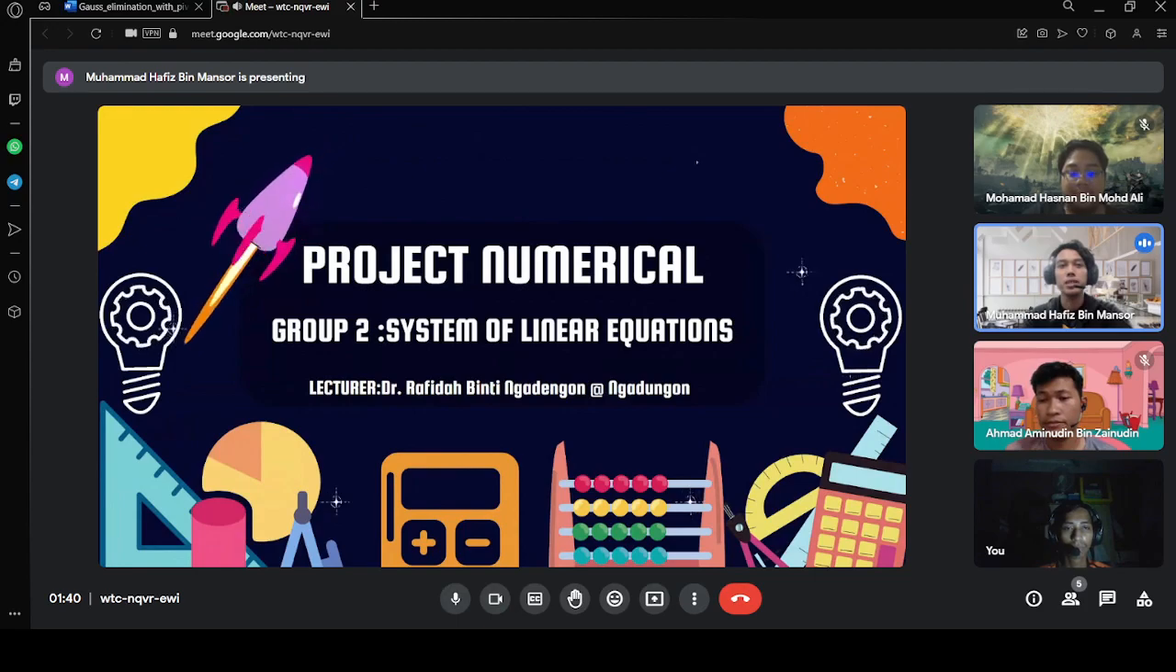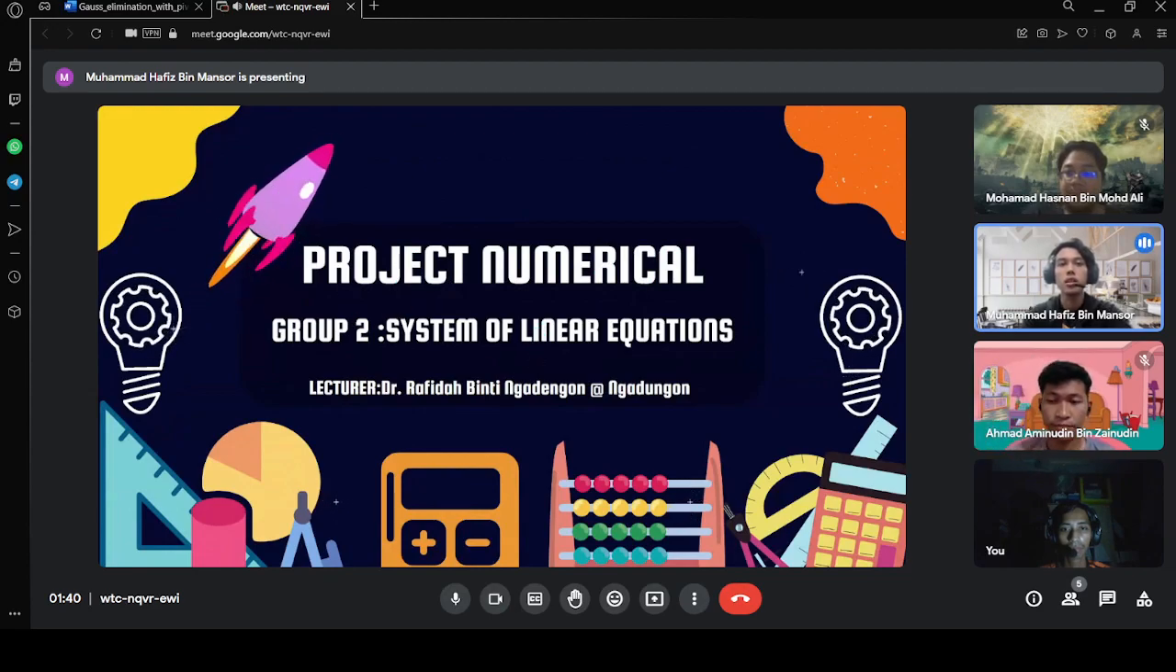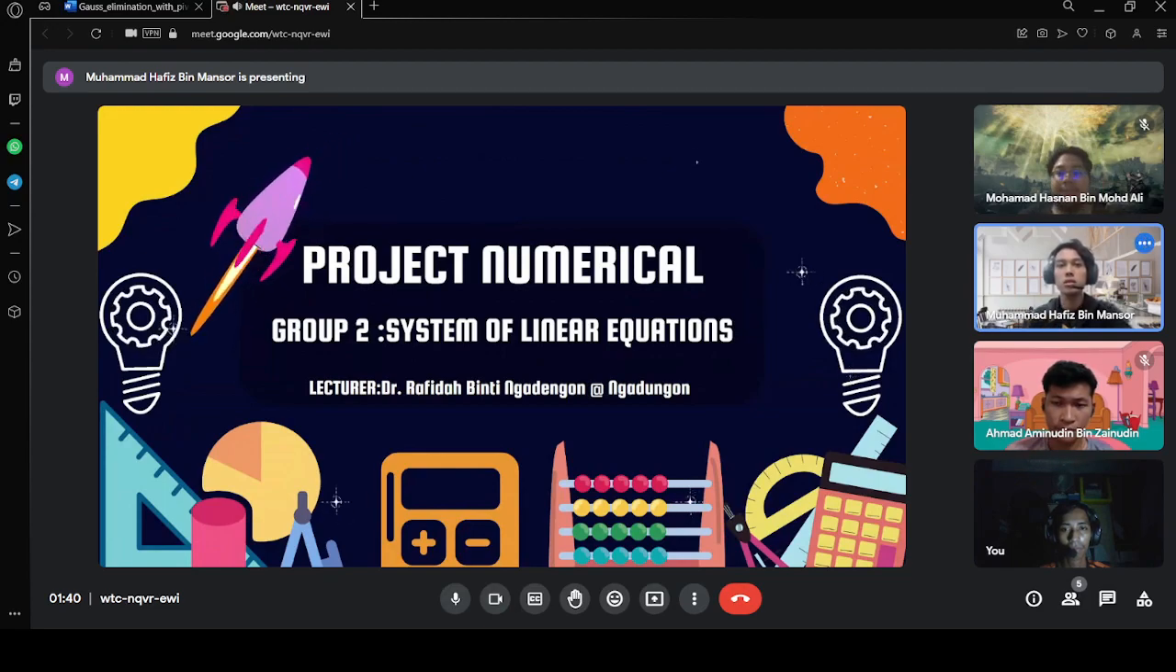Today we will present our topic for Project Numerical. First of all, we are from group number 2 and our topic is system of linear equations. For this topic, the methods that we use are the Gauss elimination method and the Gauss elimination method with pivoting.